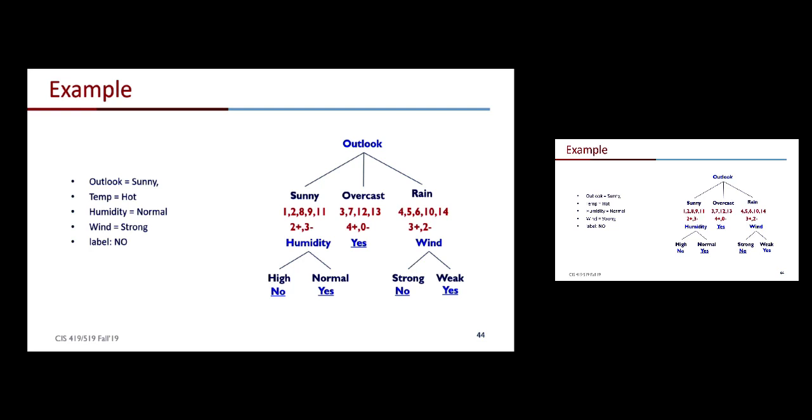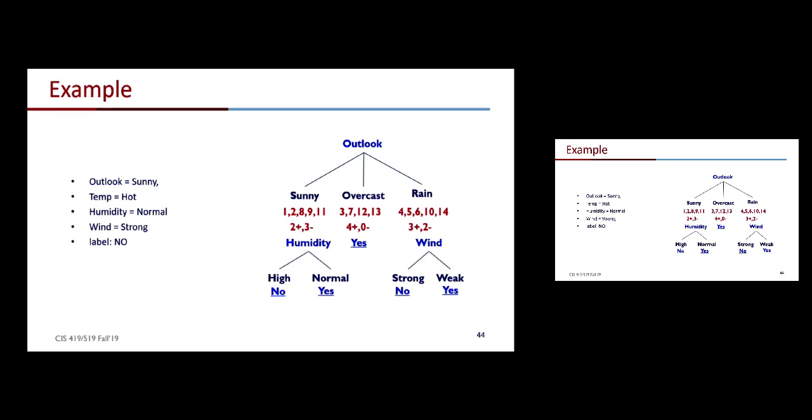Does it completely and exactly fit the data? Let's try. We'll start with outlook equals sunny, which means we're going to the left. And then the left asks us humidity, normal, so we're going to the right. And it says yes, but the example says no. So it doesn't fit the tree.